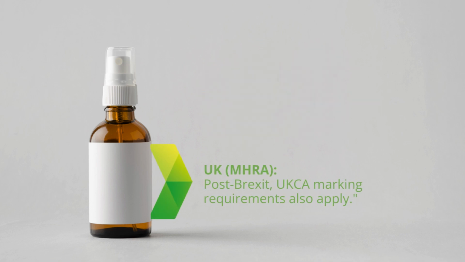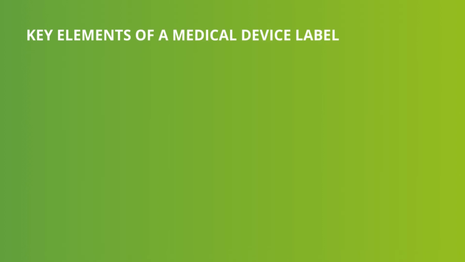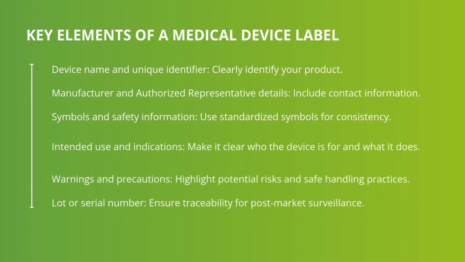Let's break down what should appear on your medical device label. Device name and unique identifier. Clearly identify your product. Manufacturer and authorized representative details. Include contact information. Symbols and safety information. Use standardized symbols for consistency.